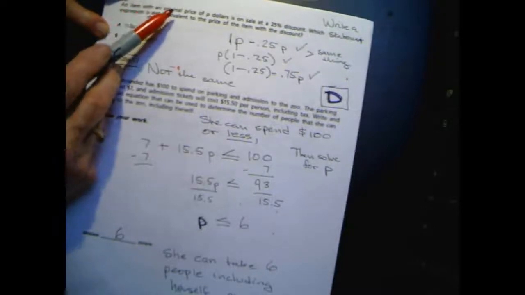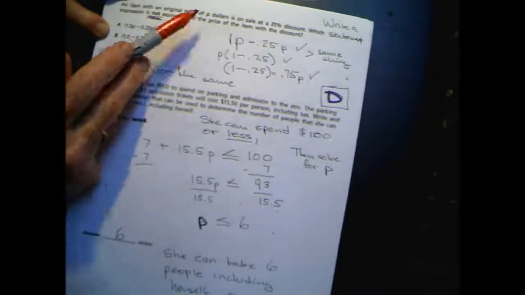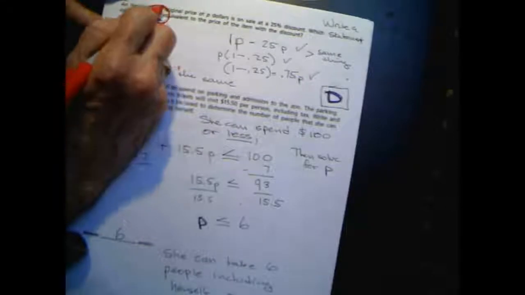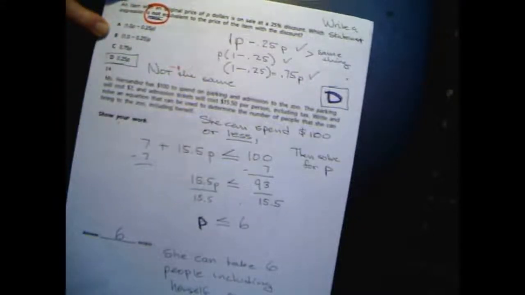An item with an original price of P dollars is on sale at a 25% discount. Which expression is not? And it's really important when you have a "not," because that means all of them are correct except one. Your job is to find the one that is not the same.